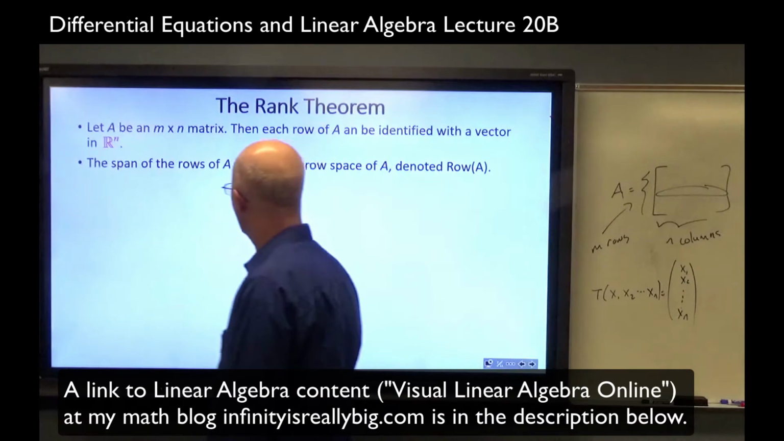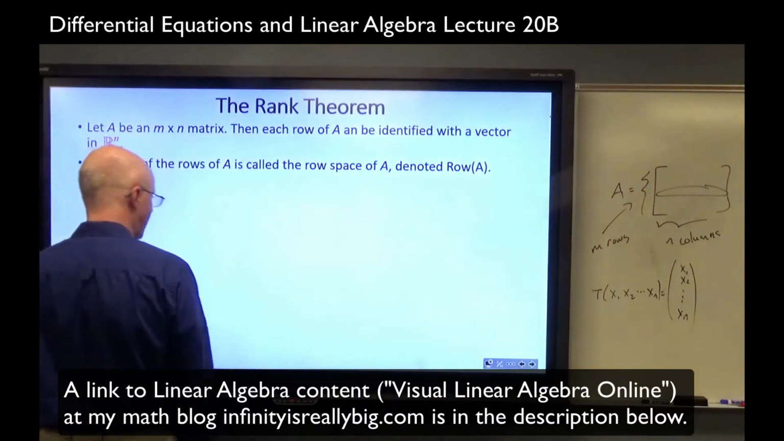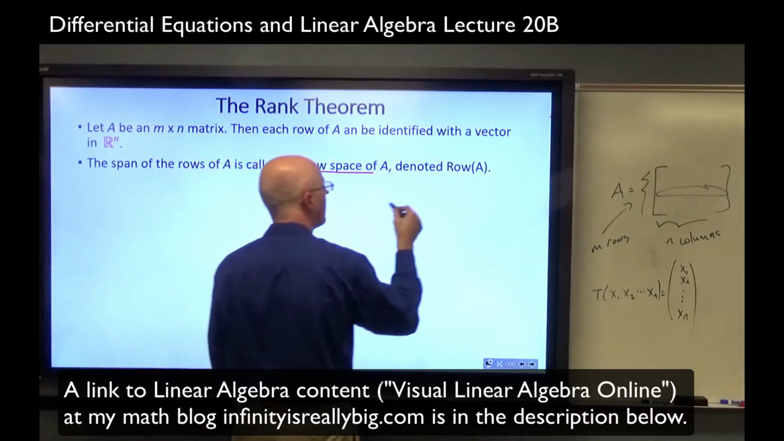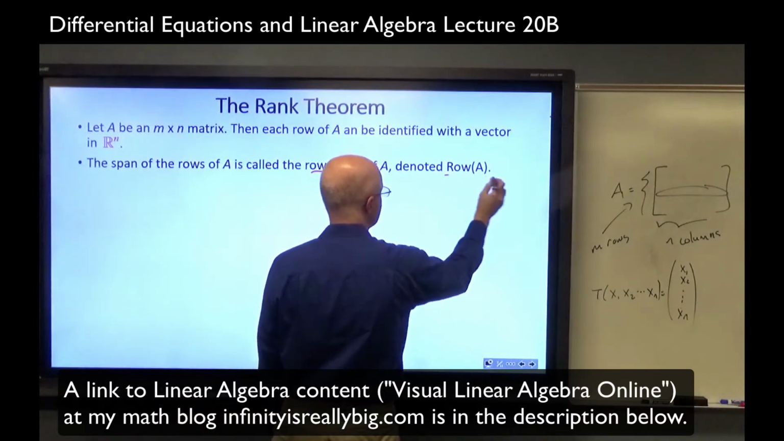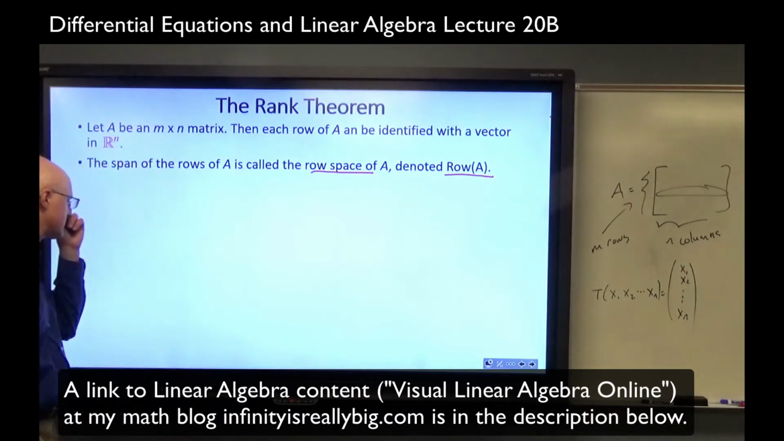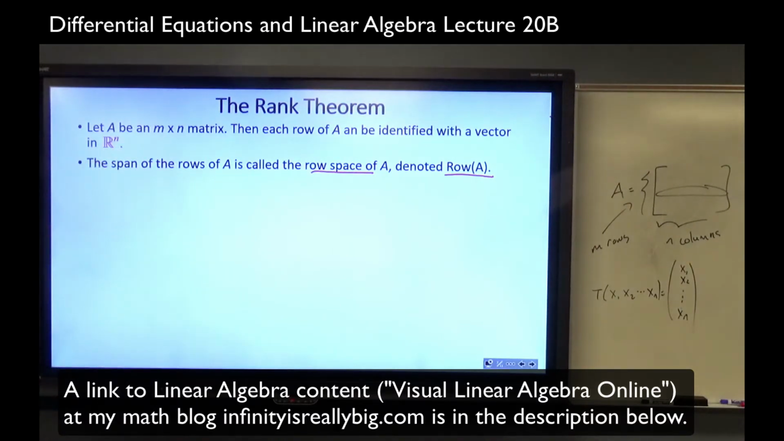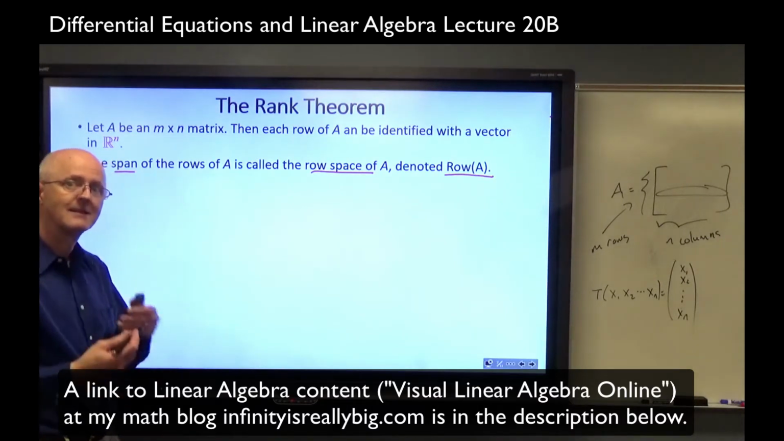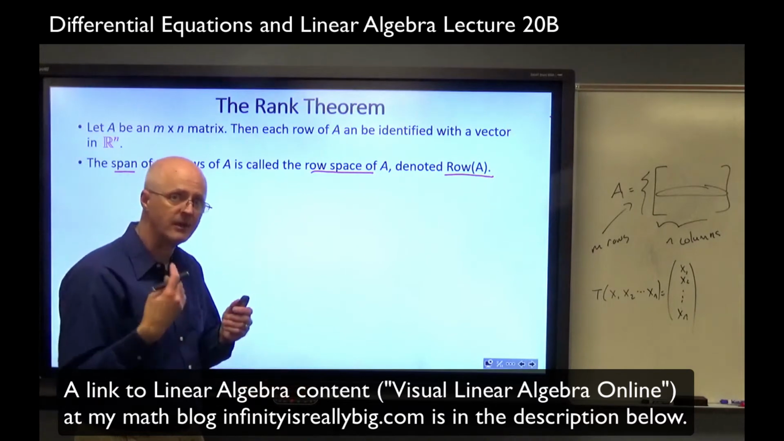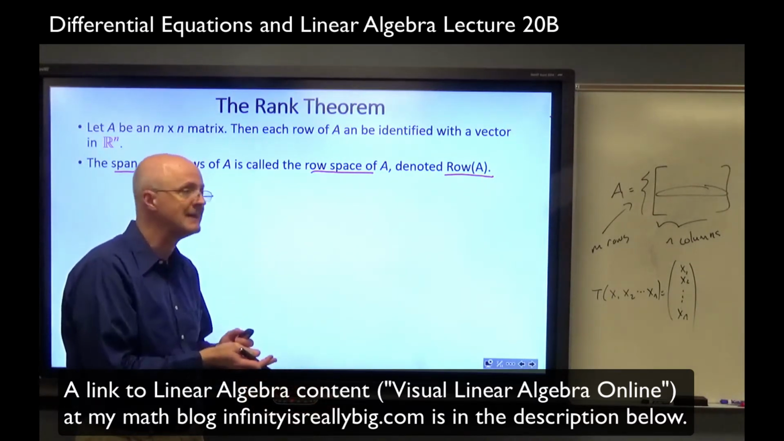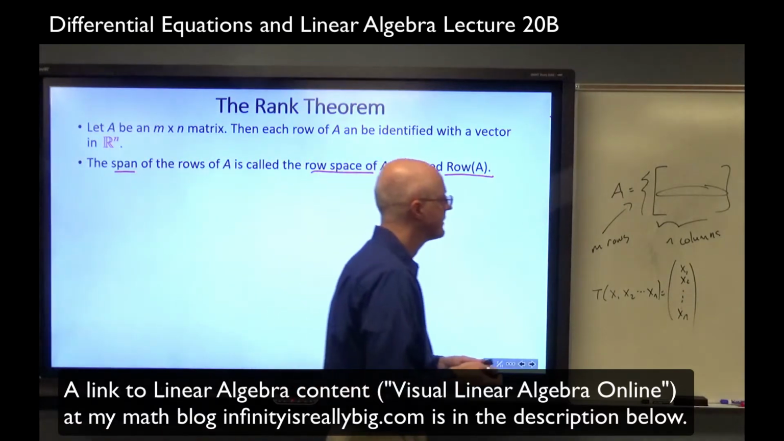The span of the rows of A is called the row space of A. How about that? Row space of A. We have column space of A. We don't want to give short shrift to the row space of A. The set of all linear combinations of those rows. You could also call it the span of the rows, like I did here. That's called the row space. The span of the columns, the set of all linear combinations of the columns, is the column space. The row space is the set of all linear combinations of the rows.